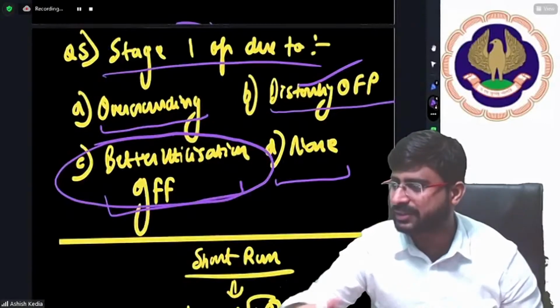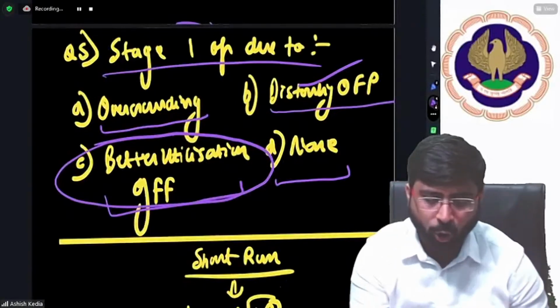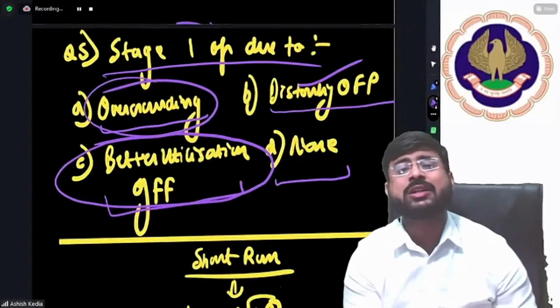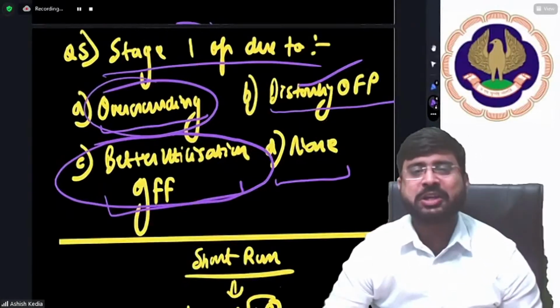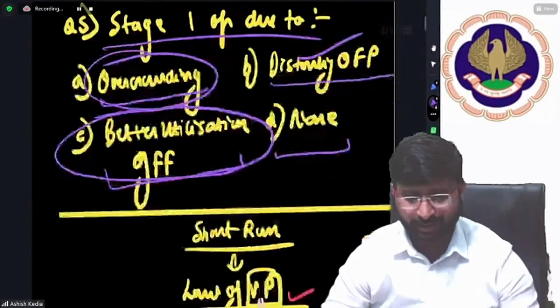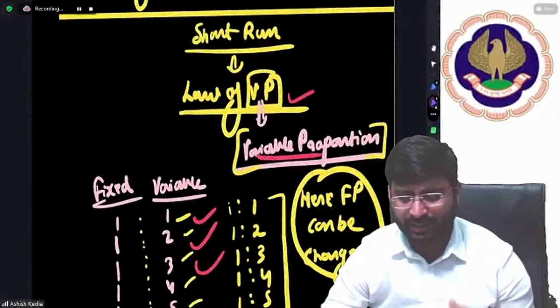That's right, friends. Absolutely. Overcrowding leads to stage 3. Disturbing optimum factor proportion, stage 2. And better utilization is absolutely stage 1. No question asked. Okay. Now let's move on, guys.